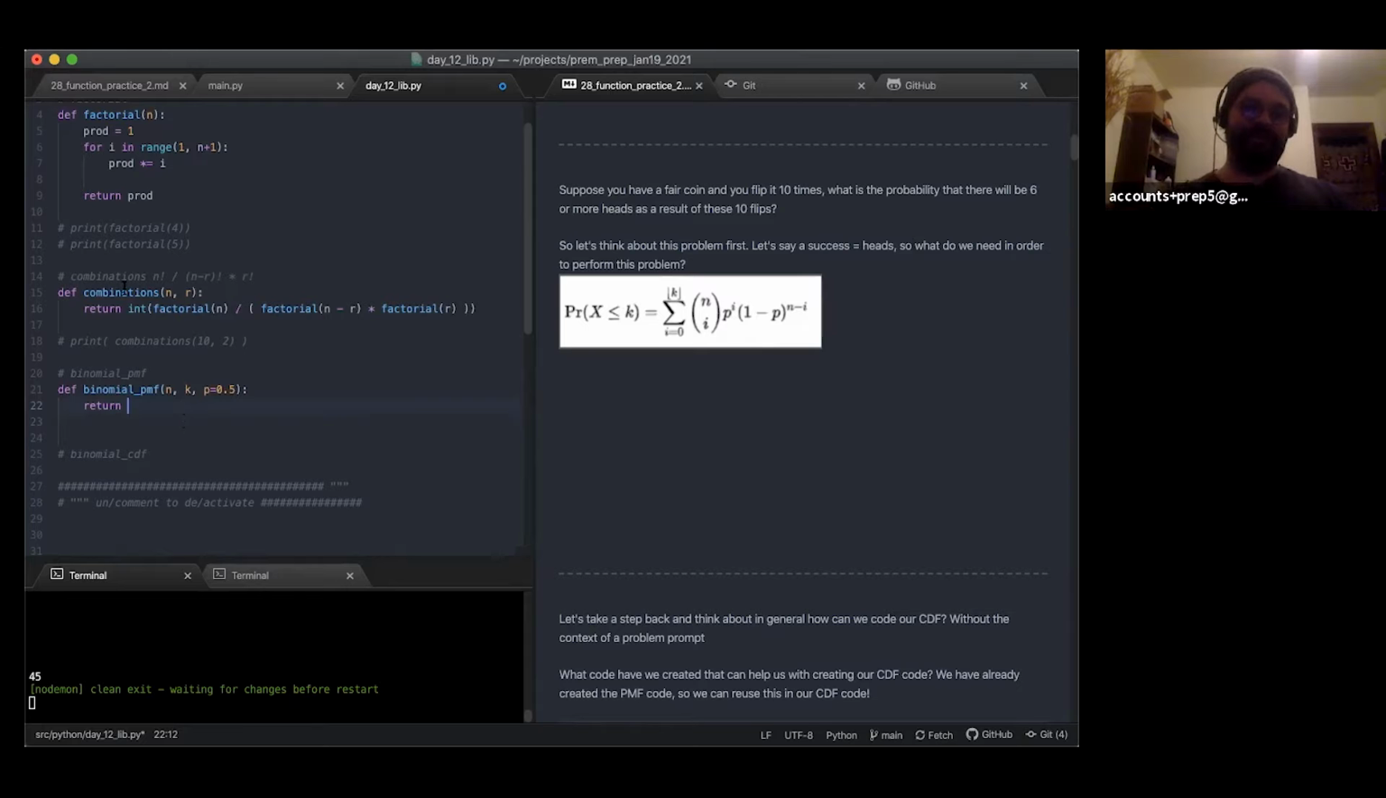So that's combinations, n choose k, times p to the k. I'm just replacing i in the formula shown here with k. Times 1 minus p to the n minus k. Cool.